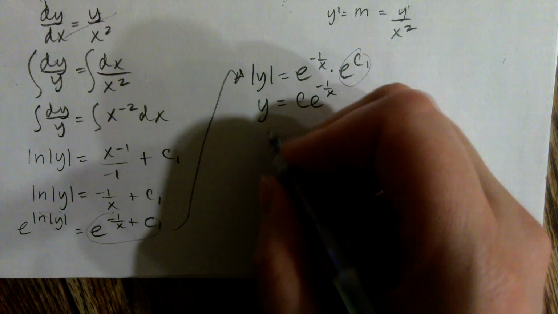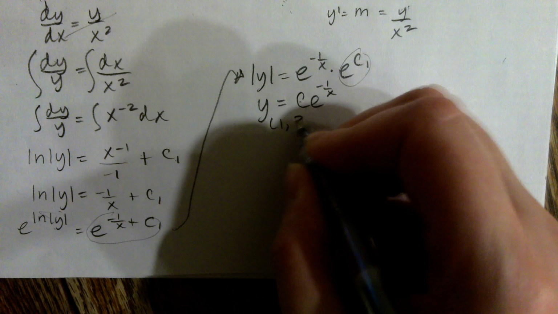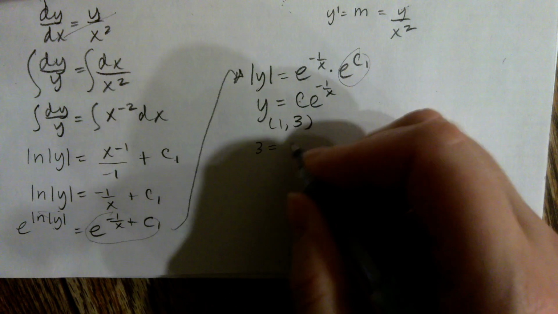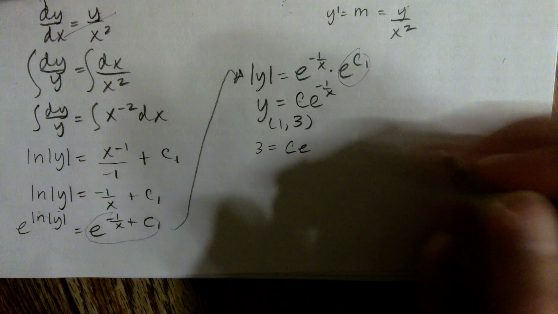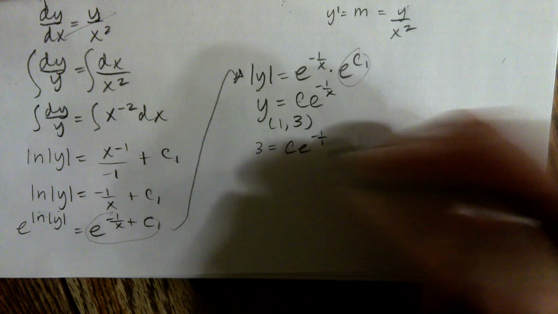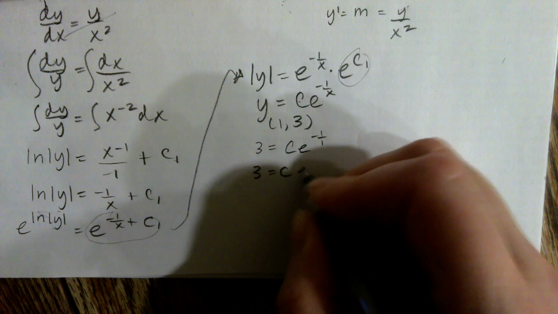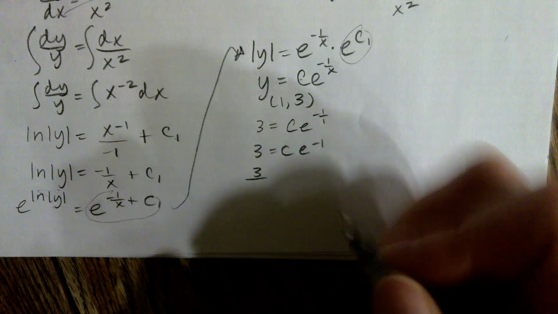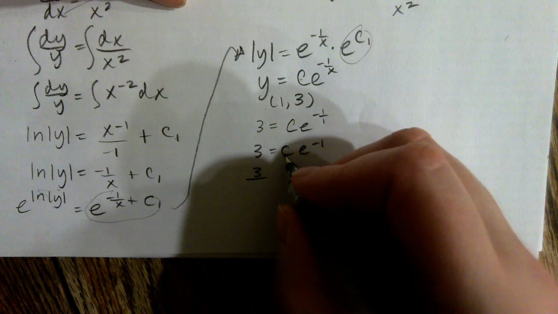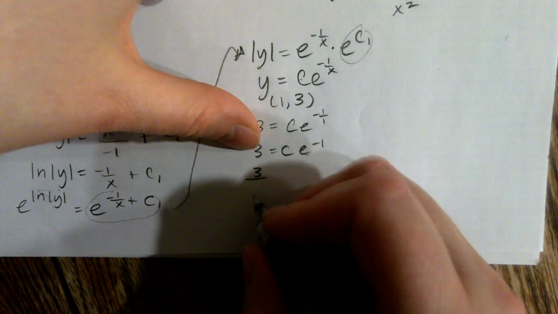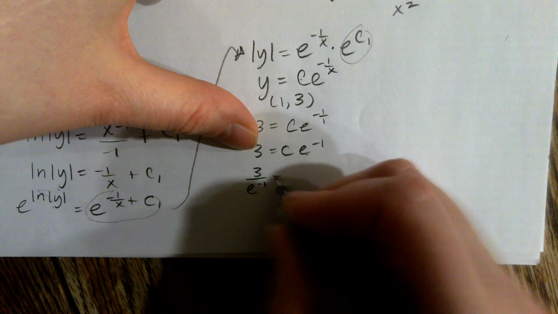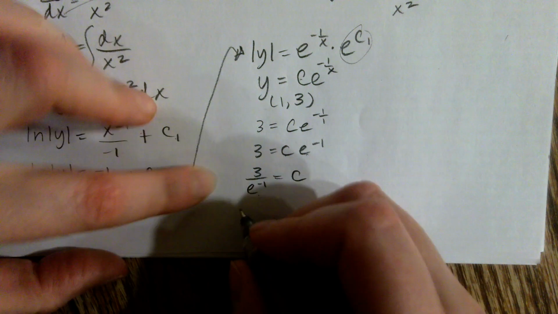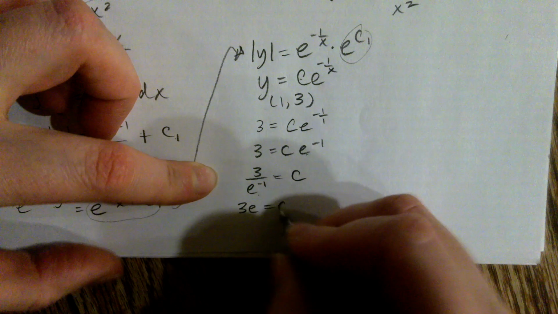All right, so now we're given that (1, 3). So that means I need to put in a 3 for my y and a 1 for my x. So that's going to be e to the negative 1 power. So I divide by e on both sides. I'm solving for c. Remember, e is a constant. We are trying to solve for c. But a negative exponent in my denominator doesn't make sense. It's really just 3e equals c.